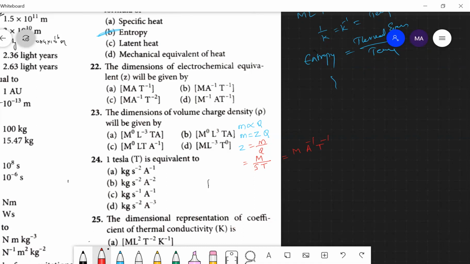Z is equal to M A power minus 1, T power minus 1. So B will be the answer.